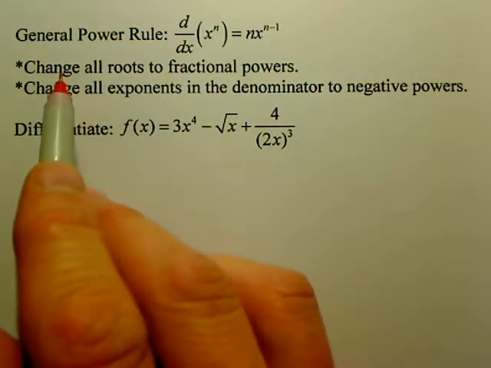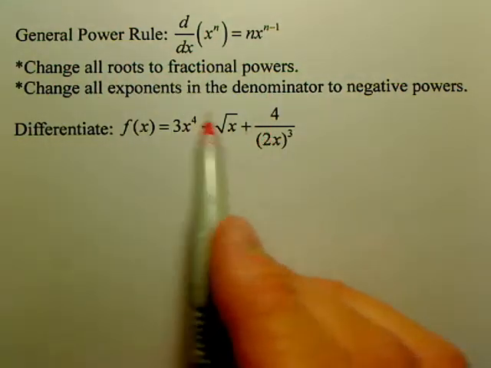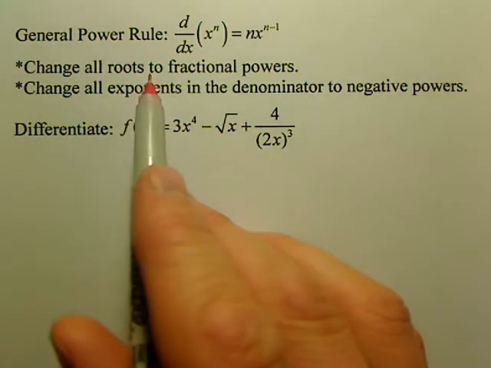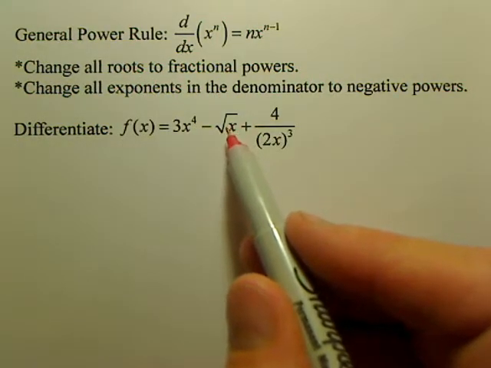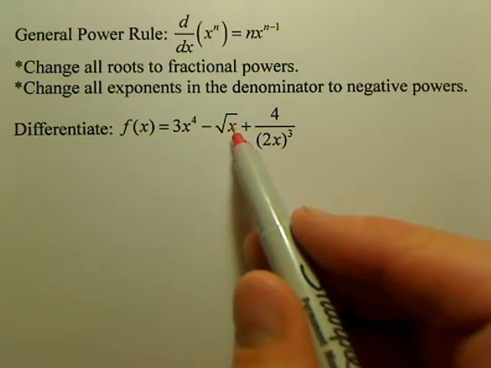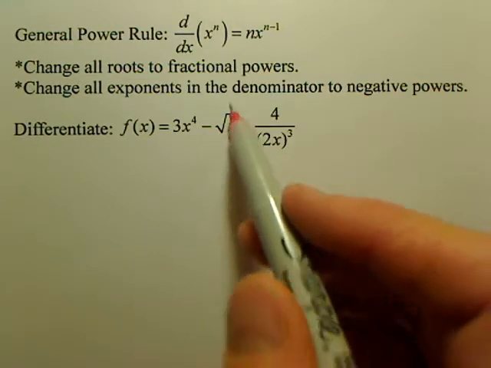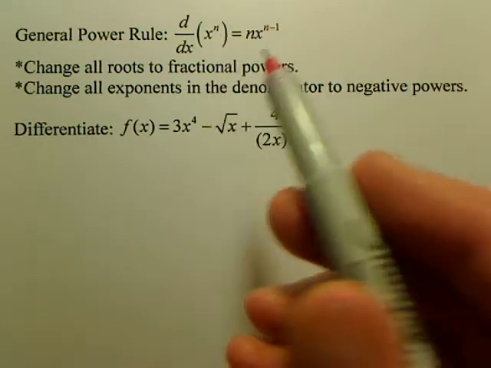So, the first thing you want to do when you're doing derivatives is to change all roots to fractional powers. See this root? I'm going to change that to a fractional power. If you don't, it makes it really difficult to take a derivative, because I want a power that's a number or a fraction.